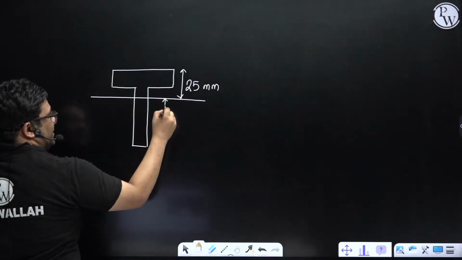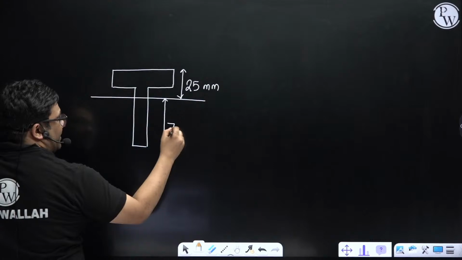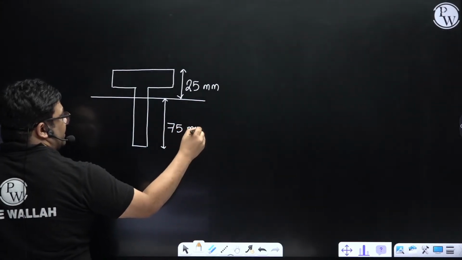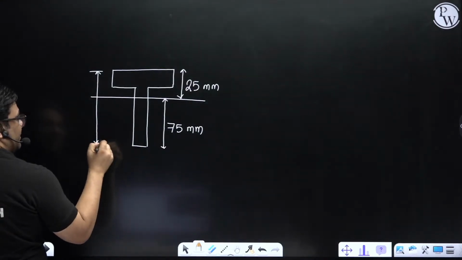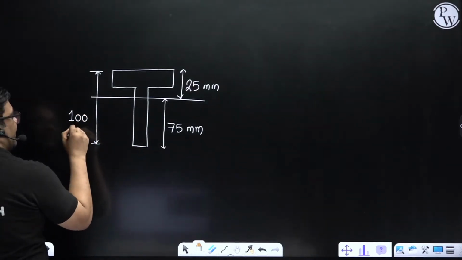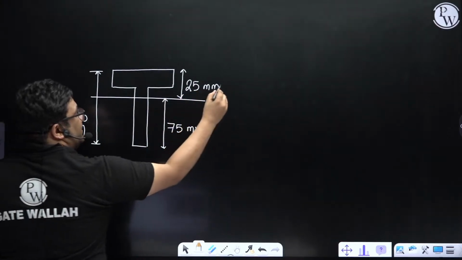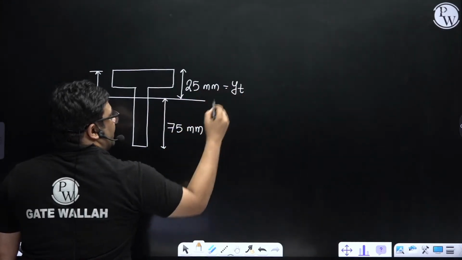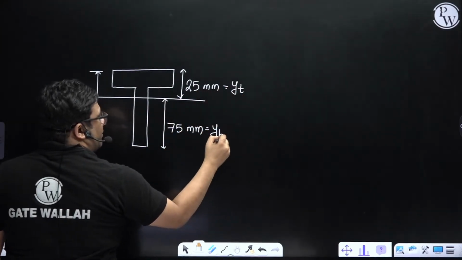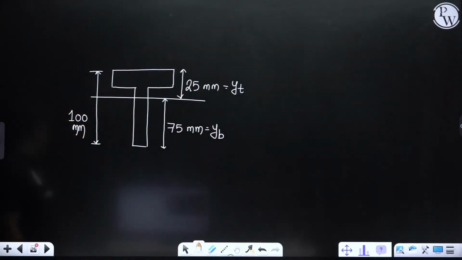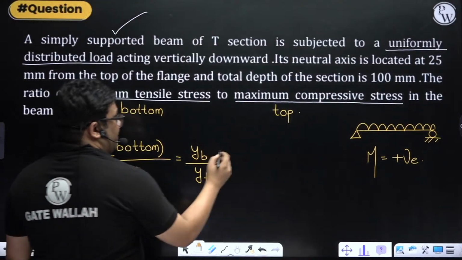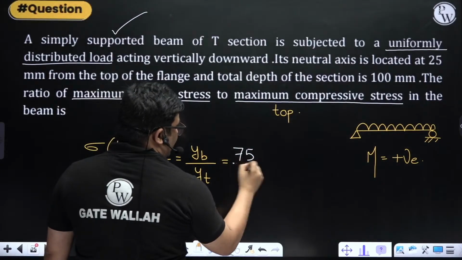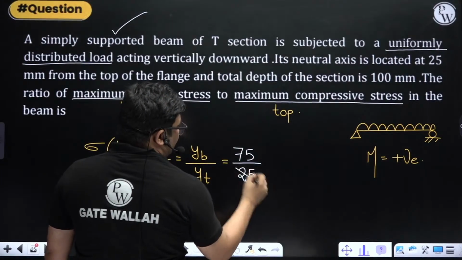Total depth is 100 means what? This will be 75, right? Yes. Total depth of the beam is 100. That means this will be 75. So indirectly what happened? This is Y top and this is Y bottom, right? So Y bottom is how much? It is 75 and Y top is 25. So the answer is plane 3.